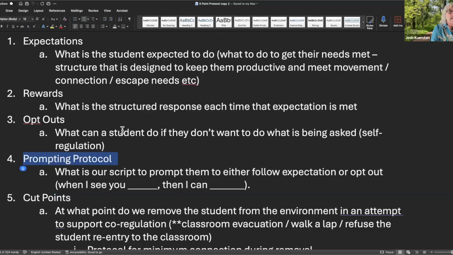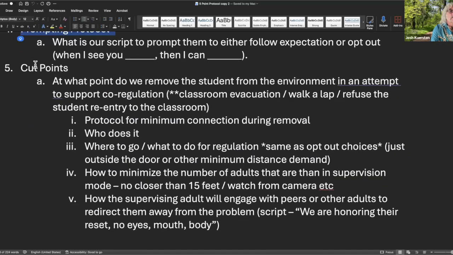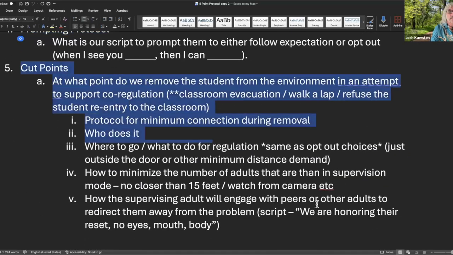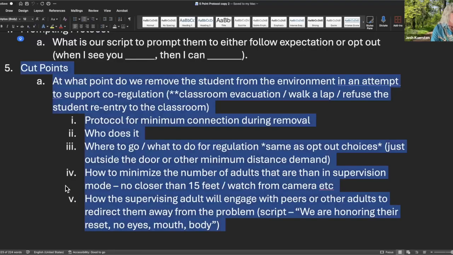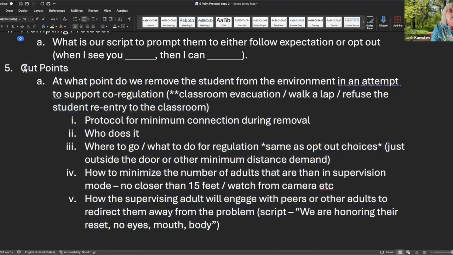And then finally, what do we do if it really doesn't work? So cut points. I just call them cut points. How do we know when we cut, right? At what point do we remove the student from the environment in an attempt to support co-regulation?